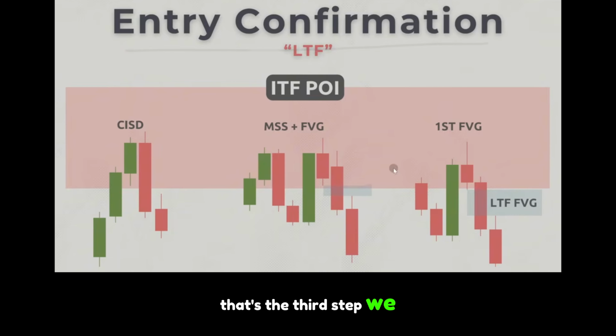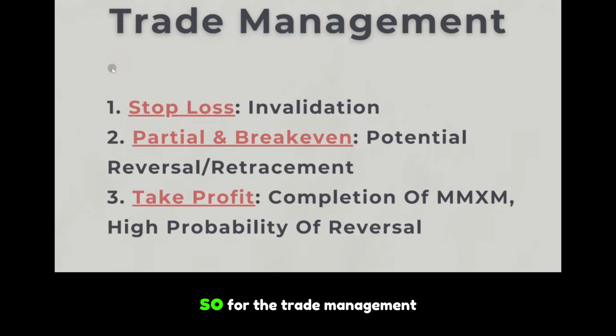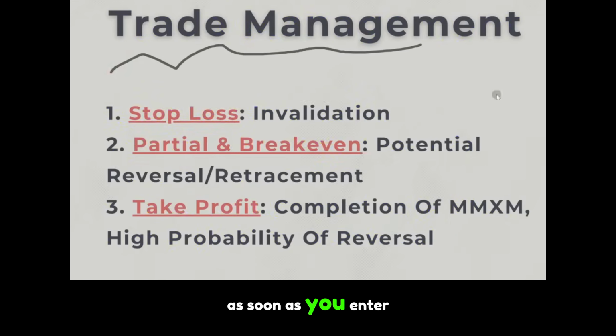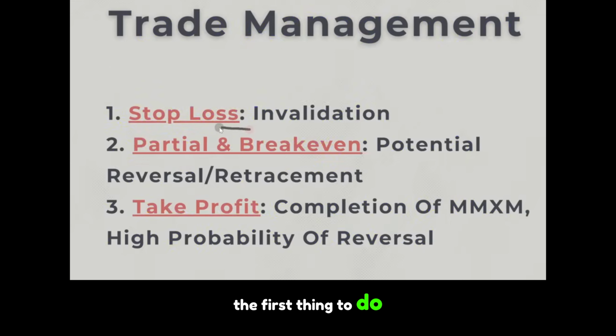That's the third step. We only have the fourth step, which is going to be the trade management, and it's going to teach us how to manage the trade once we enter. What do we need to have in that trade? So for the trade management, as soon as you enter that trade, the first thing to do is identify your stop loss. Where do we have the stop loss? It's at the invalidation point. So the point or the zone, whatever you call it, a level that if it's disrespected, then I don't want to be in the trade no more, and the trade is not valid no more.